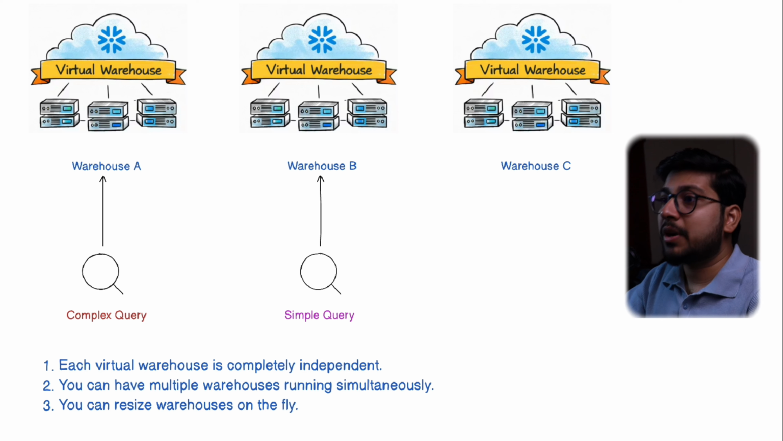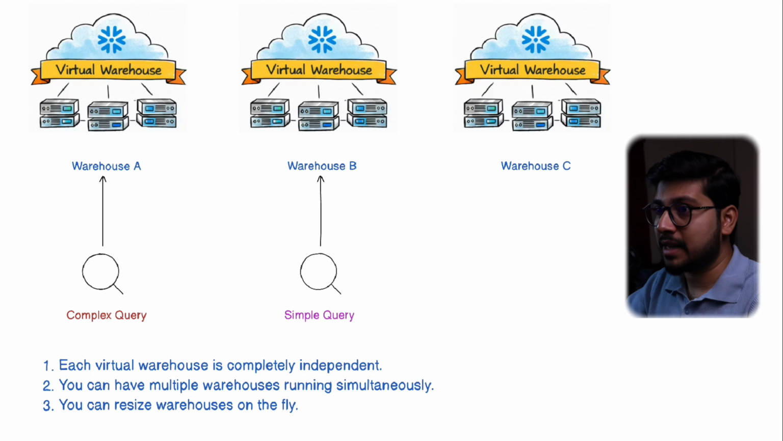Second, you can have multiple warehouses running simultaneously. You might have one warehouse for your finance team, another for marketing, another for data science, all running at the same time, not affecting each other. And third, you can resize a warehouse on the fly. Start with a small warehouse. If you need more power, scale it up to large or extra large. If you don't need it, you can scale it back down or suspend it completely.